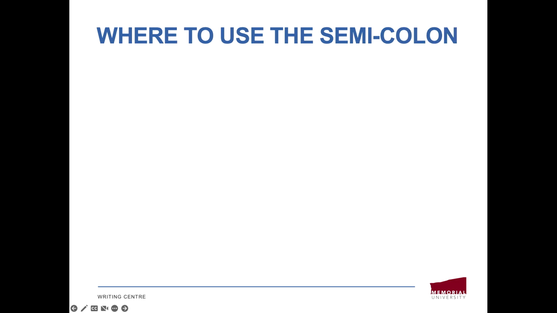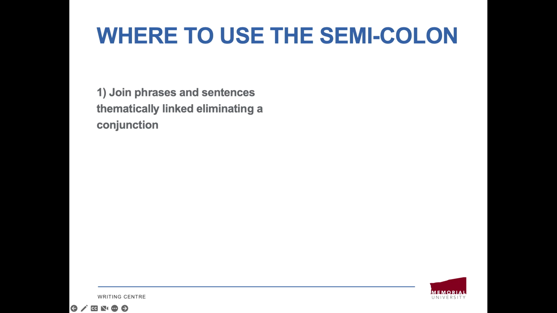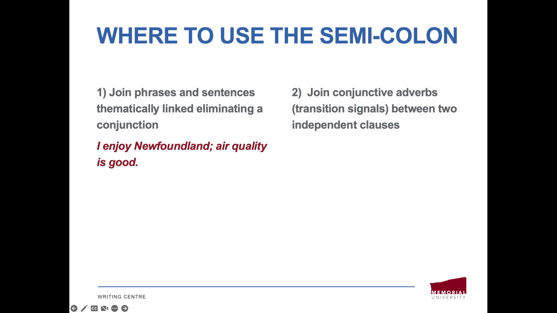But where do we use the semicolon? Just like a colon, the semicolon has its own locations. Firstly, it can connect phrases and sentences without using a conjunction. I enjoy Newfoundland; air quality is good. In addition, a semicolon can partner with a conjunctive adverb between two independent clauses. When this usage occurs, a comma is required immediately after the conjunctive adverb to avoid a sentence structure error. Newfoundland air quality is good; therefore, I moved there.